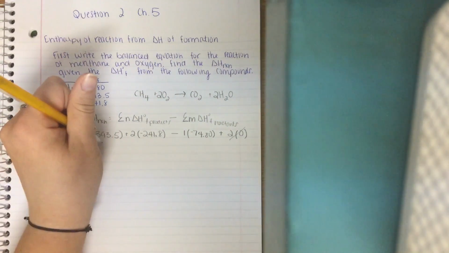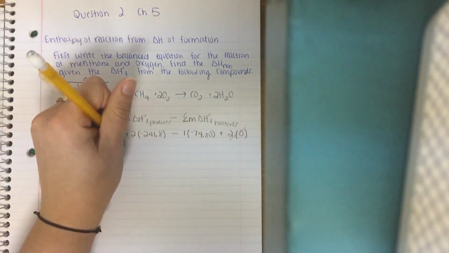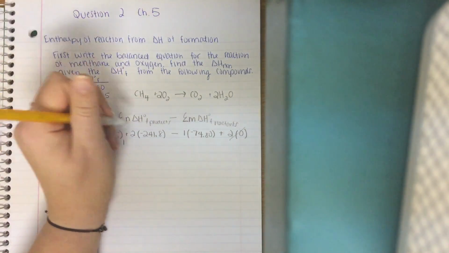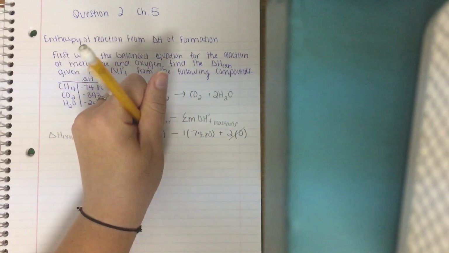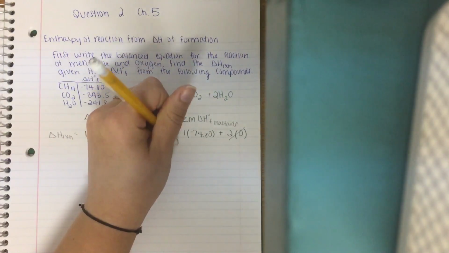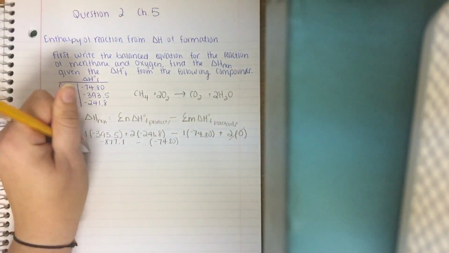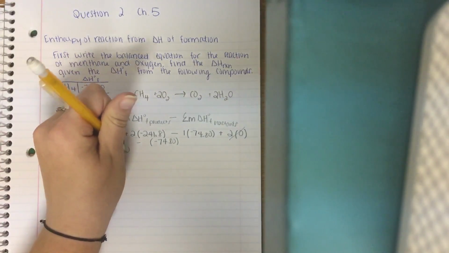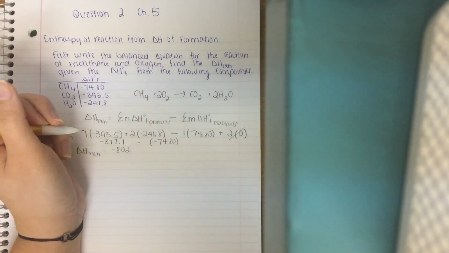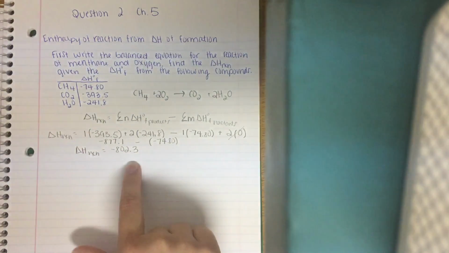So once you add all of this up, this side is equal to negative 877.1. Don't forget your negatives. Minus, and since that was canceled, we just have negative 74.80. And this comes out to negative 802.3. And we have 4 significant figures here.